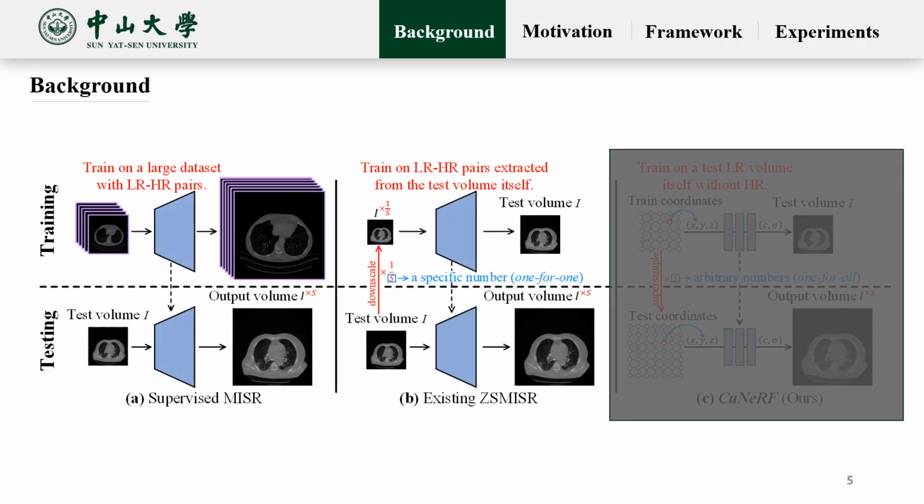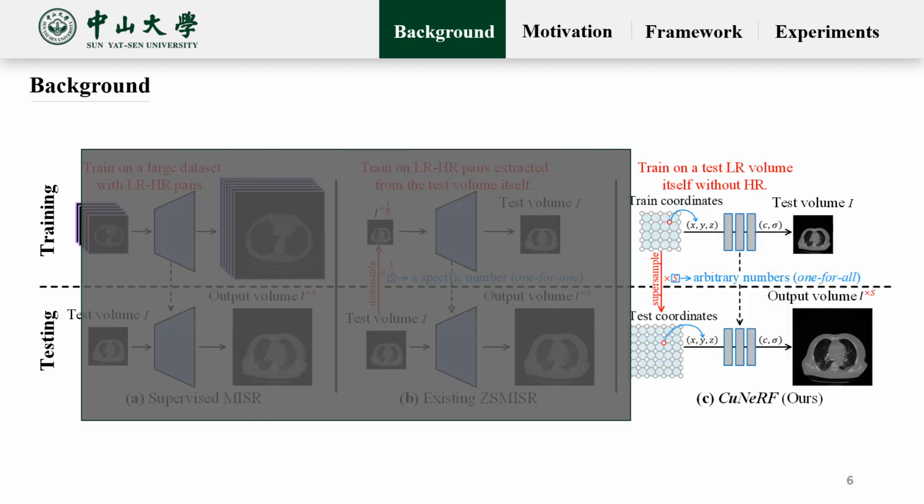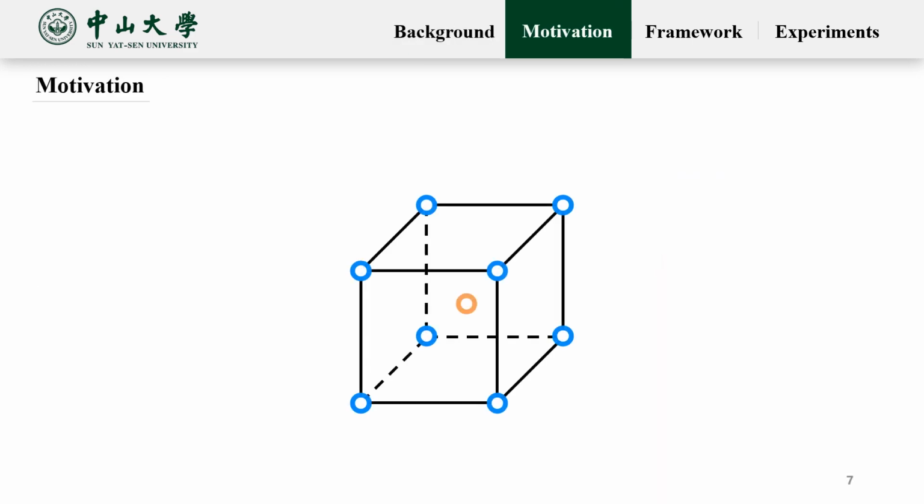Existing medical image super-resolution methods aim to fit the mappings between low-resolution and high-resolution medical volumes, which deeply rely on high-resolution images and can only deal with several upsampling scales, limiting their applications in various scenarios. To address these limitations, CuNeRF aims to build the coordinate-intensity mapping instead of the above LR-HR mappings. As we can see, the blue and orange points are the low-resolution and high-resolution pixels, respectively. The goal of arbitrary-scale super-resolution is to build a continuous function based on those low-resolution points.